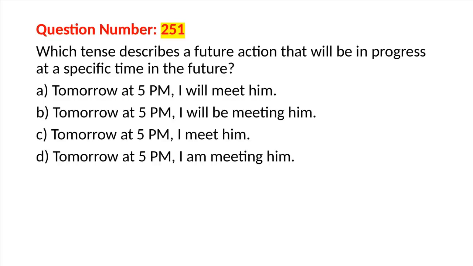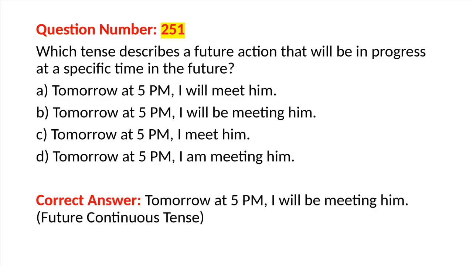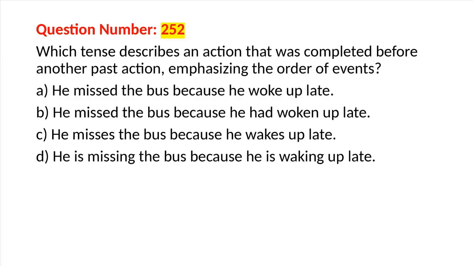Question number 251. Which tense describes a future action that will be in progress at a specific time in the future? A. Tomorrow at 5 p.m., I will meet him. B. Tomorrow at 5 p.m., I will be meeting him. C. Tomorrow at 5 p.m., I meet him. D. Tomorrow at 5 p.m., I am meeting him. Correct answer, tomorrow at 5 p.m., I will be meeting him. Future continuous tense.